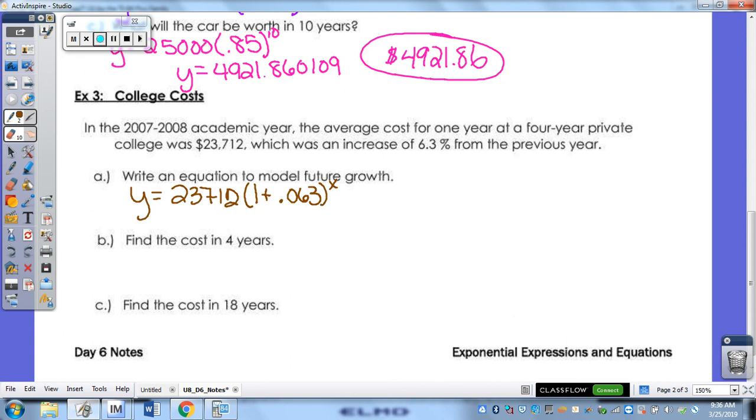Now we could leave it that way. You could also write it as 1.063, actually adding together what's inside your parentheses. You could do that also. So then part B, what is the cost in 4 years? So let's raise that to the 4th, and have you go ahead and practice typing that in your calculator.